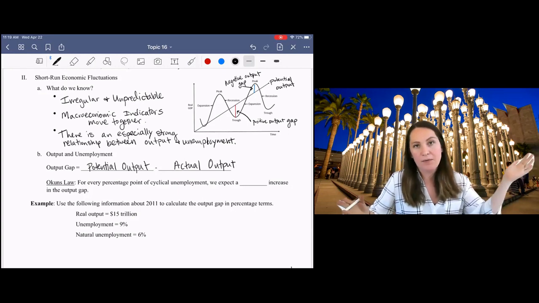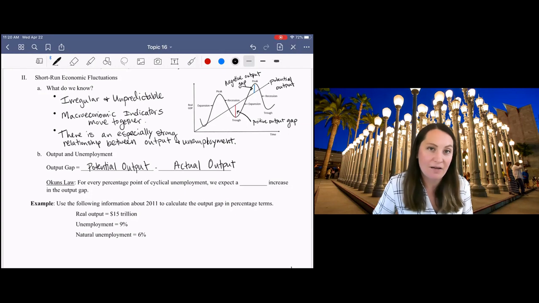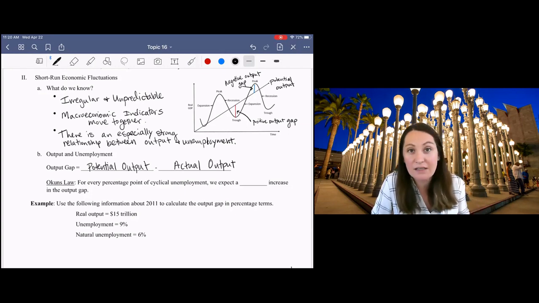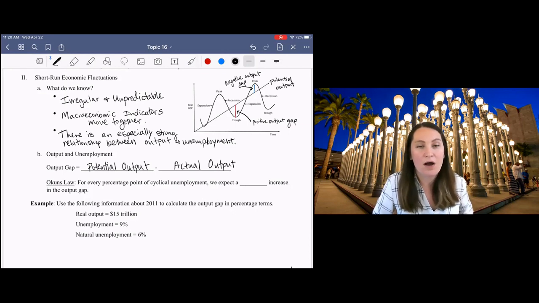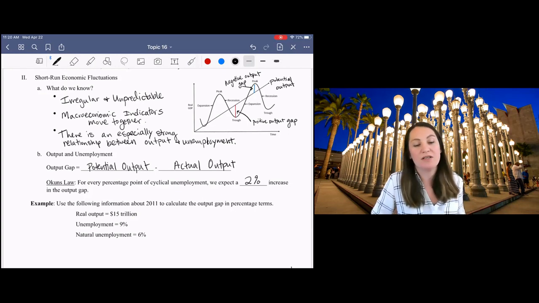And we want to think about, during this recession, how big is our output gap? Then we can start to talk about whether the government can do something to fill in the gap in order to lessen the severity of the recession. So the first question is, how big is the output gap? We have this Okun's law, a really rough rule of thumb for estimating how much below potential output we're operating. For every percentage point of cyclical unemployment, we would expect a 2 percentage point increase in the output gap.